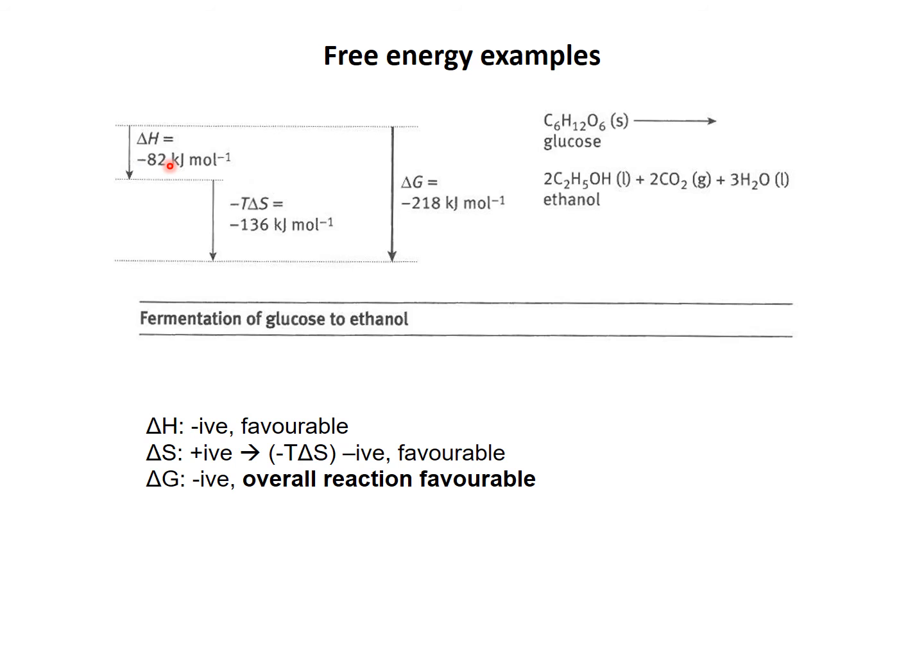And it also has a positive delta S. Why is it so? You can see this from the reaction, as the solid glucose molecules are converted into liquid and gases, which are more disordered than the solid. So overall, this reaction is favorable because it has a negative delta G value.